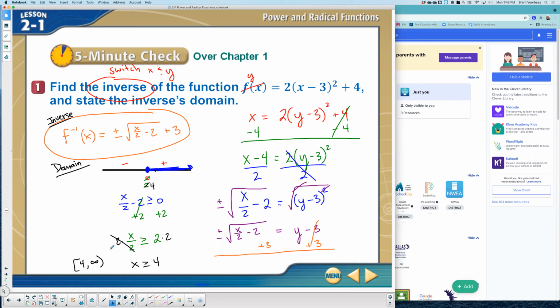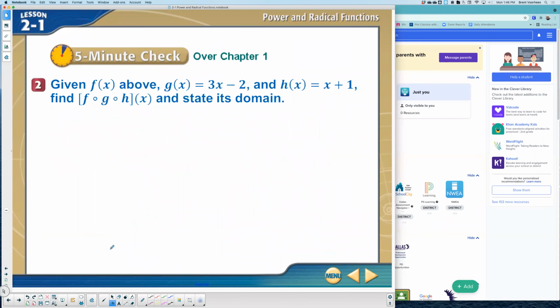Let's take a look at number 2 now. So I was trying to explain on the first slide, as it says on number 2 on your packet, given f of x above. Well, you don't have f of x above on your packet. You did have it on number 1, and that's the equation I'm going to use. It's the f of x from number 1, which if I remember right, was 2 parentheses x minus 3 squared plus 4. Is that what the equation was? Yeah. Okay, there's our equation.